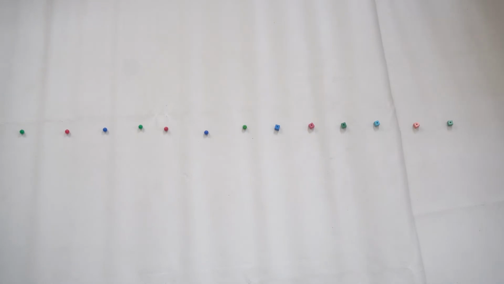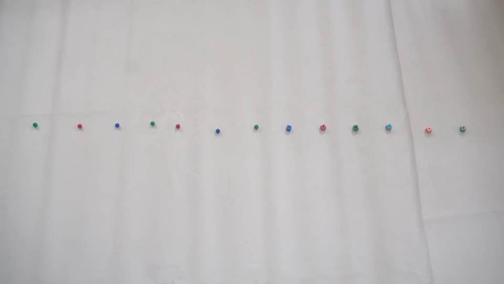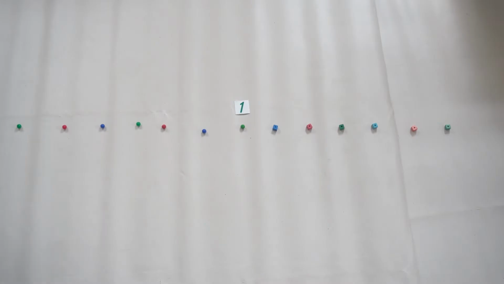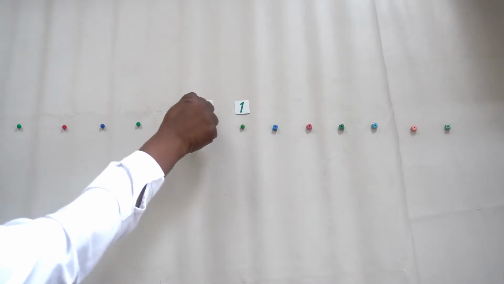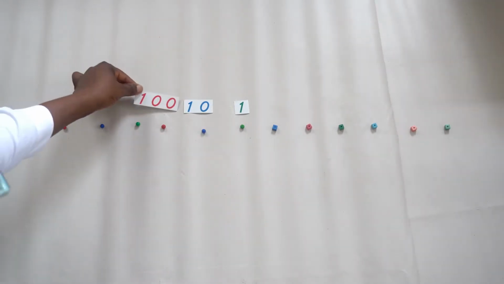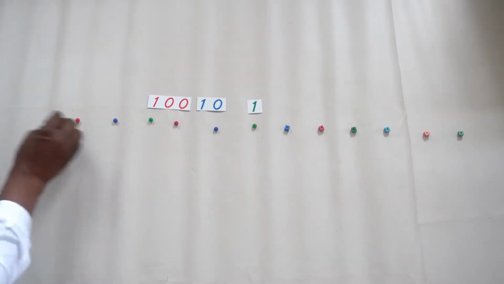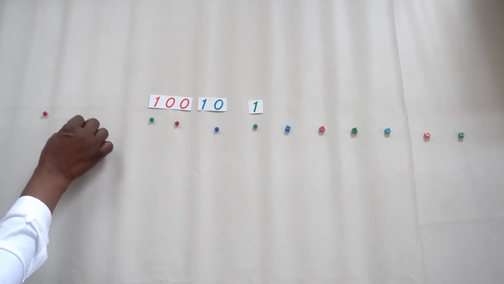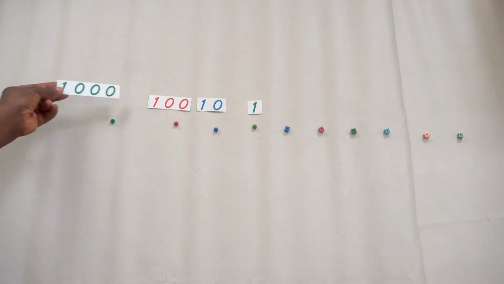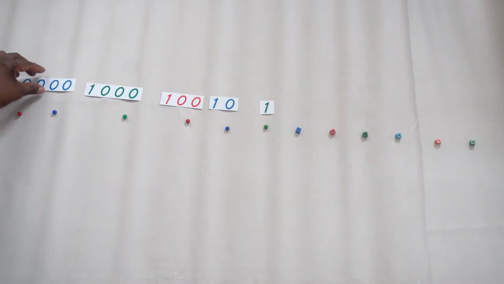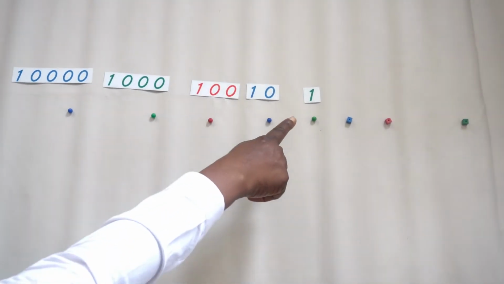Now let's look at the decimal notation. We already know that this is our unit. This is 1. So this is a 10. This is a 100. We should move the bits apart. This is a 1,000. 10,000. So we can see the unit.